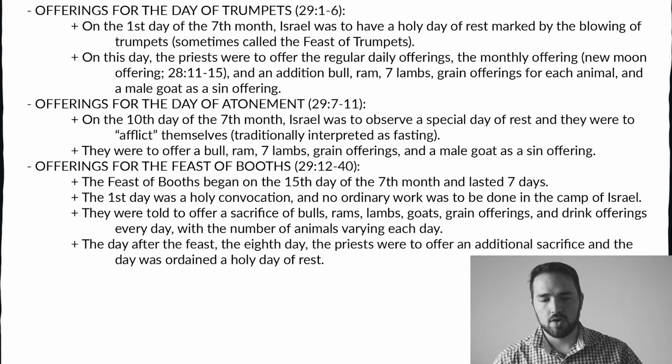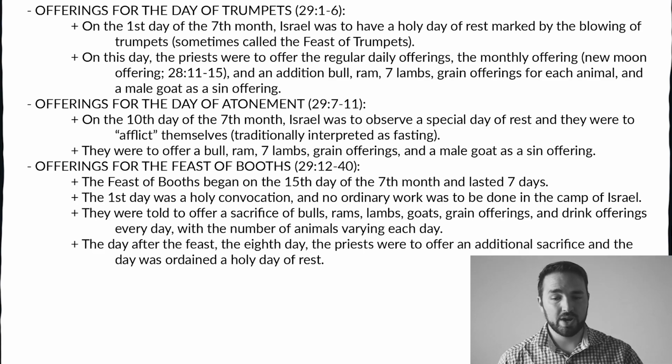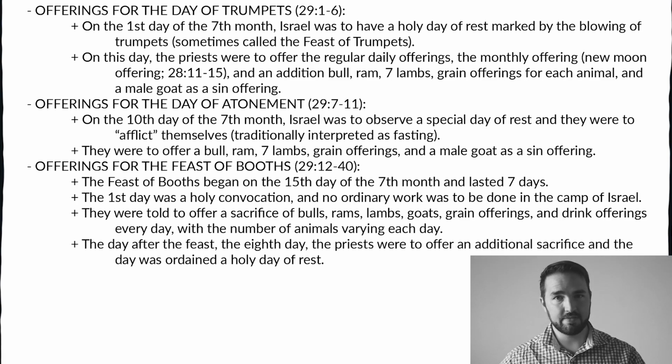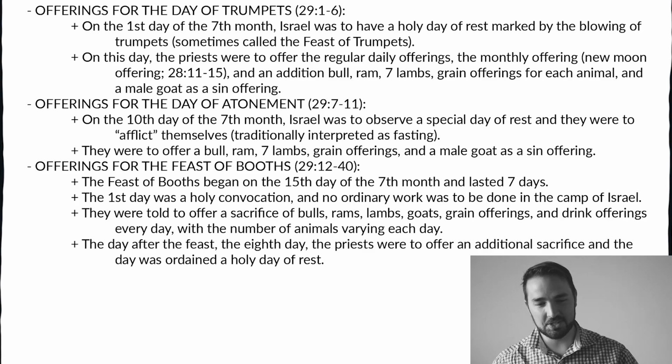The priests were told to offer a sacrifice of bulls, rams, lambs, goats, grain offerings, and drink offerings every day of those 7 days, with the number of animals varying on each day, specifically the number of bulls that were supposed to be offered. It began at about 13 on the first day and it went down to 7 on the last day. But again, all that information is in the text.